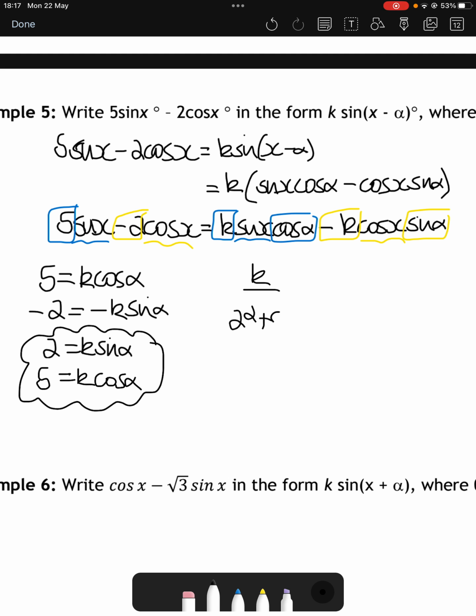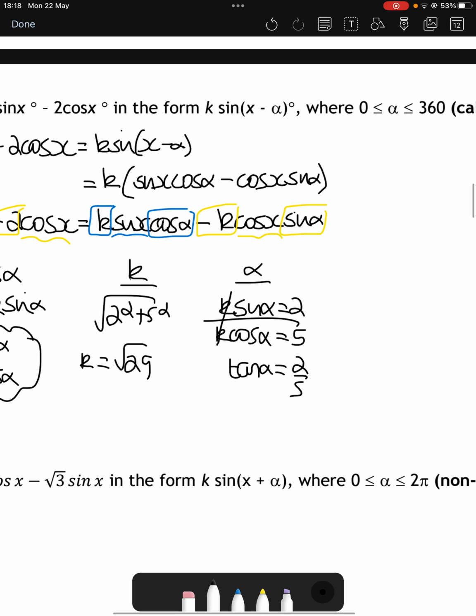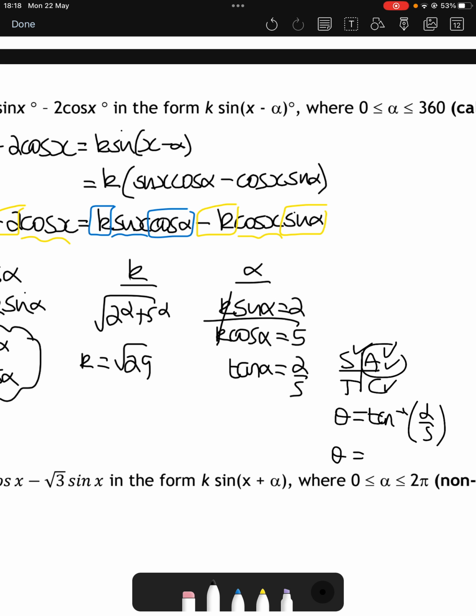So 2 squared plus 5 squared, square root, 29. For our alpha, so we have k sine alpha is 2, k cos alpha is 5. Cancel them out. Tan alpha is 2 over 5. Everything's positive. We're going to do this anyway. So theta is tan to the minus 1 of 2 over 5, which is 21.8. So that is our alpha.